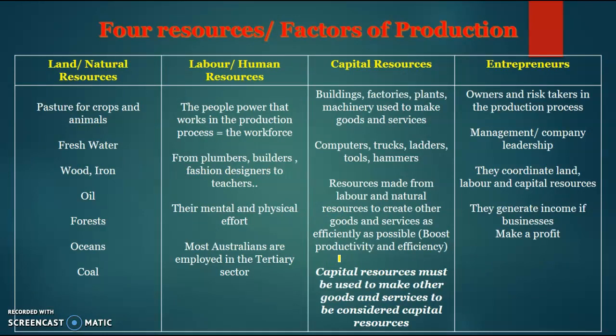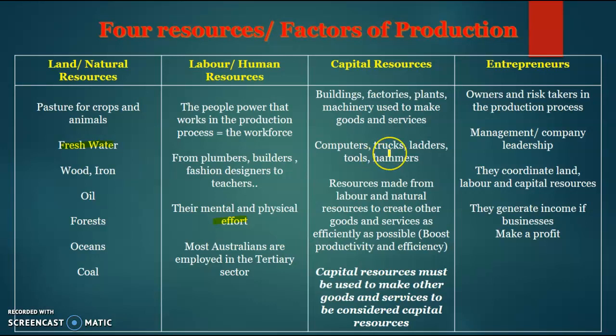So the four factors of production, you've got land, that's just all natural resources. So fresh water, oil, forests, oceans, coal, anything that's not made by humans, essentially, that's used in the production process. That's really important. If we're not using land to make stuff, then it's not classified as a factor of production. Labor resources, so they're the people power. So your plumbers, builders, teachers, fashion designers. It's all the mental and physical effort to produce goods and services.